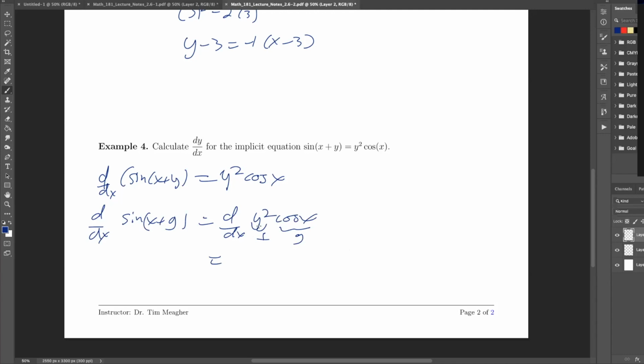All right, so here, if I take f prime, it'll be 2y y prime cosine of x. And then if I leave f the same and take the derivative of g with respect to x, cosine becomes minus sine. There should be a minus sign right here. There we go. Minus sine of x.